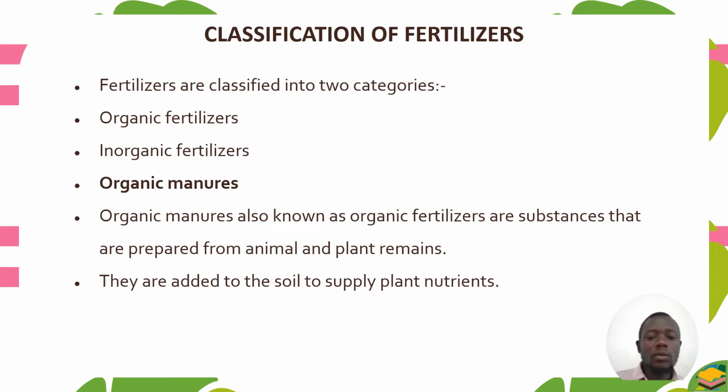So let's start by looking at organic manure or organic fertilizers. On top of organic manure, they are also known as organic fertilizers. These are substances that are prepared from animal as well as plant remains. So the remains of animals as well as plants are the ones which are used to make this organic manure. They are added to soil to supply plant nutrients. What it means is if you add organic manure to the soil, they add plant nutrients to the soil.